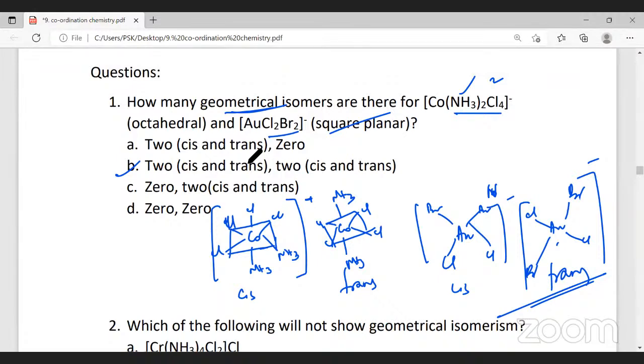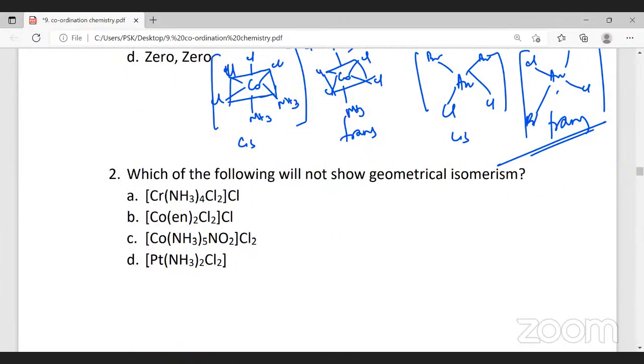The next one is: which of the following will not show geometrical isomerism? Cr(NH3)4Cl2 Cl, Co(en)2Cl2 Cl, Co(NH3)5(NO2) Cl2, Pt(NH3)2Cl2.